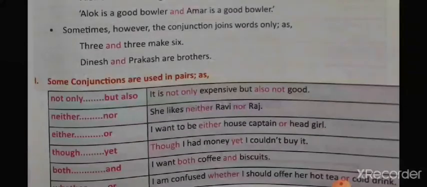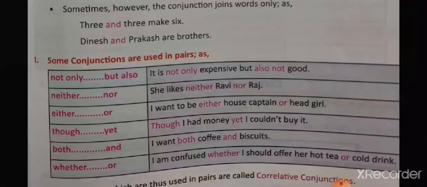Now some conjunctions are used in pairs, like not only but also. Like, it is not only expensive but also not good. Neither nor. She likes neither Ravi nor Raj. Like, I like neither cricket nor football, right? Either or. Either I want to be a teacher or I want to be a doctor, like this. Though I had money, yet I could not buy it. For example, if you say it in Hindi, I had money but I could not buy it. Alright. Both and, I want both coffee and biscuits.